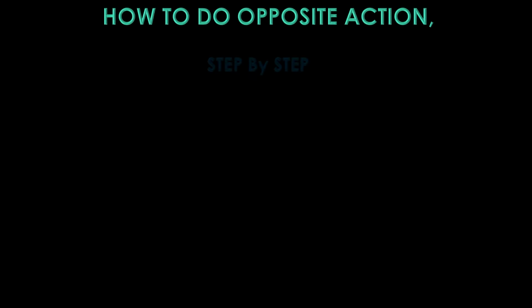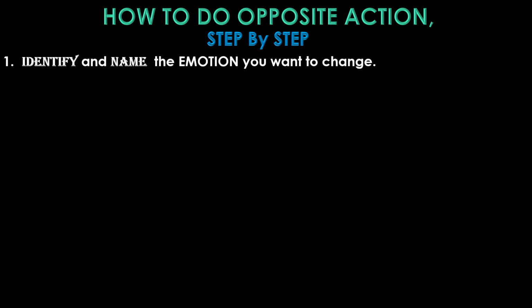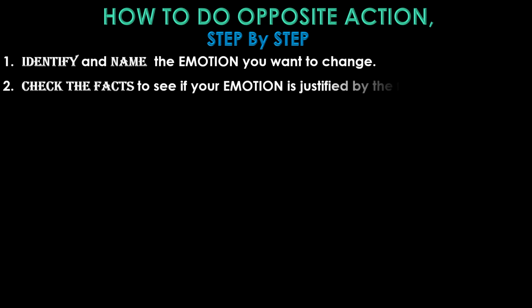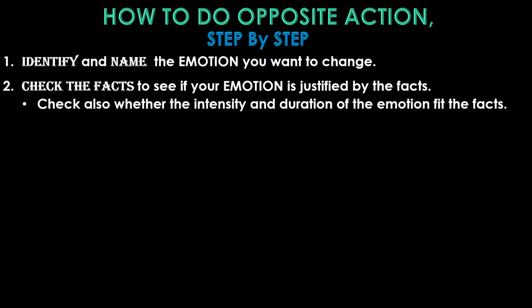And so, in closing, let's recap how to do opposite action, step by step. First, number 1, identify and name the emotion you want to change. Number 2, check the facts to see if your emotion is justified by the facts. Check also whether the intensity and duration of the emotion fits the facts.